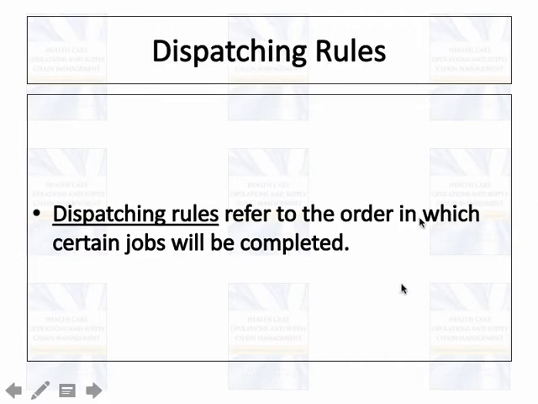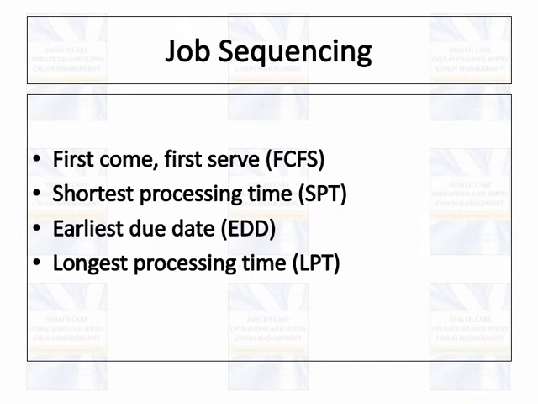Dispatching rules refer to the order in which certain jobs will be completed. To finish a certain job, you need to do different tasks in order to complete the job, and this is called a dispatching rule. For dispatching rules, there are different job sequences: first come, first serve, shortest processing time, earliest due date, and longest processing time. These are different rules for job scheduling.